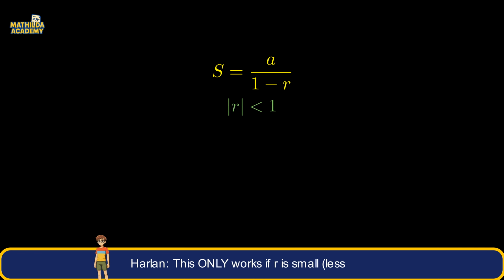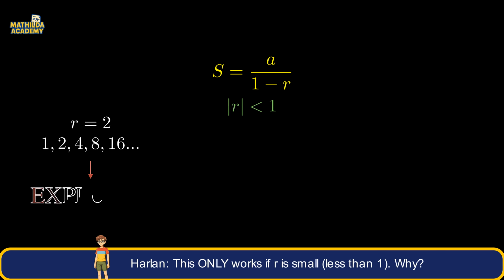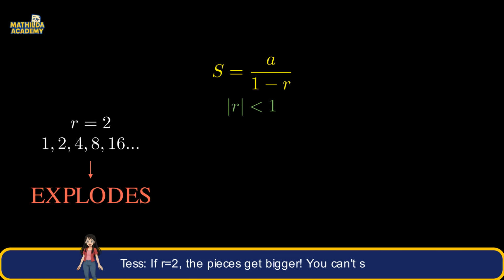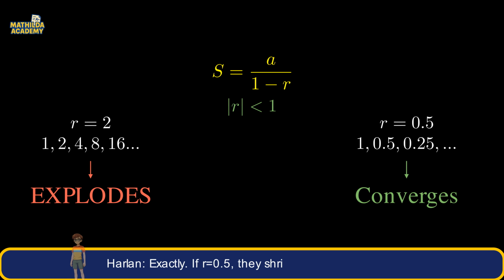This only works if r is small, less than 1. Why? If r is greater than 1, the pieces get bigger. You can't sum them up. Exactly. If r is 0.5, they shrink to 0, fitting in a finite box.